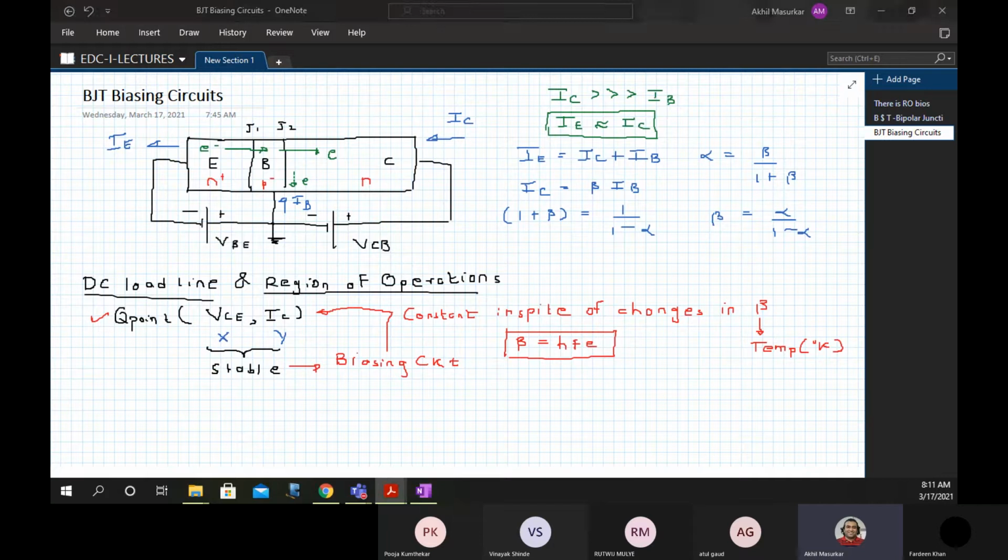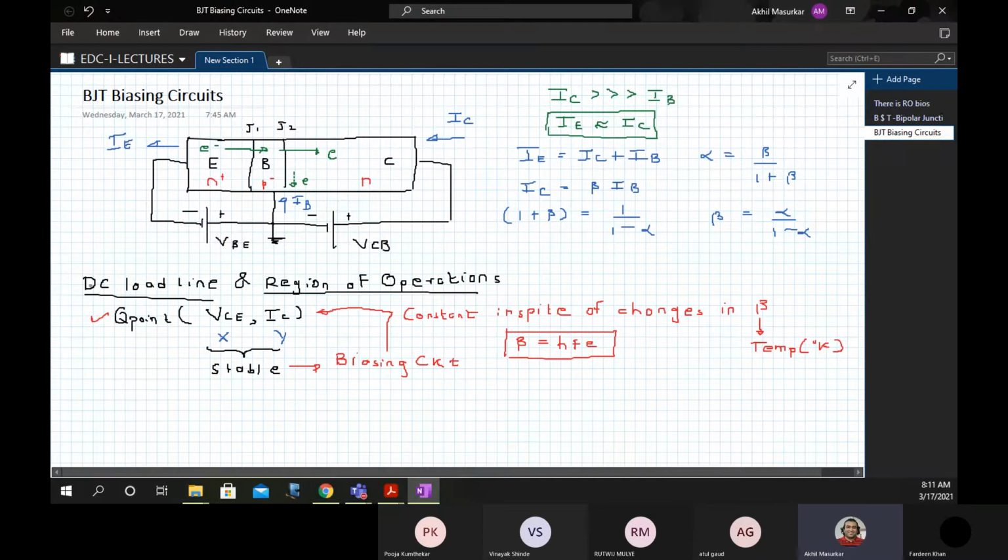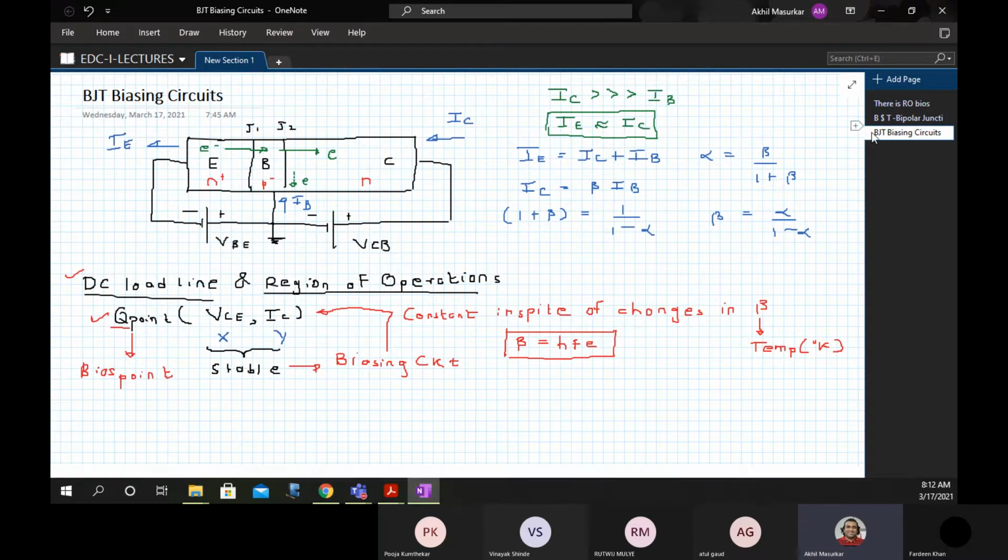in temperatures. Now let us see more about this DC load line and the Q point, which is also called the bias point. The word Q stands for quiescent point. The dictionary meaning of quiescent is a sweet or comfortable point. So let us move ahead.